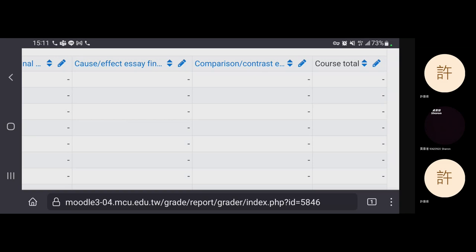On Moodle, it's very simple. Each thing is 20%, right? So the highest score for each essay is 20. And the highest score for the final exam is 20. And I'll just add everything together, and on the right-hand side is your final grade. So if you want to check your progress during the course, you can click on grades and look here.